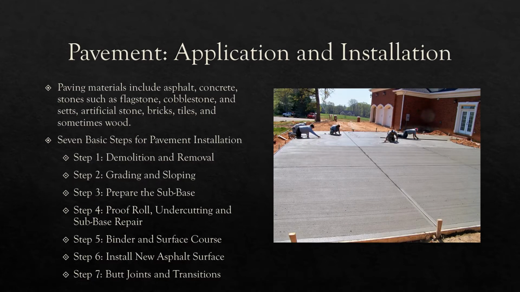Pavement application and installation. Paving materials include asphalt, concrete, stones such as flagstone, cobblestone, and sets, artificial stone, bricks, tiles, and sometimes wood. There are 7 basic steps for pavement installation. Step 1, demolition and removal. In this step, you must remove the existing surface, whether it is asphalt, concrete, or pavers.